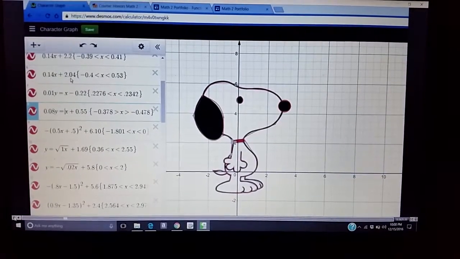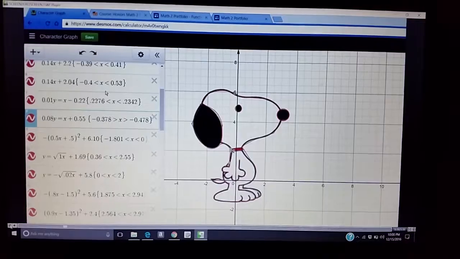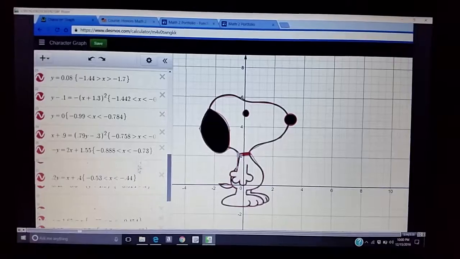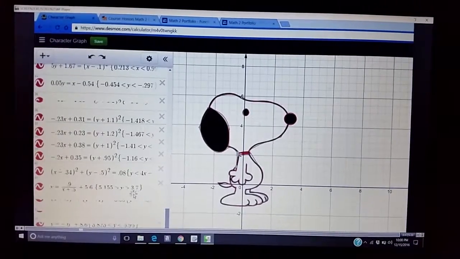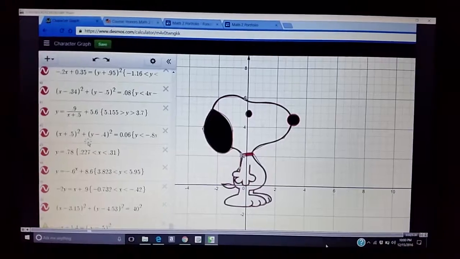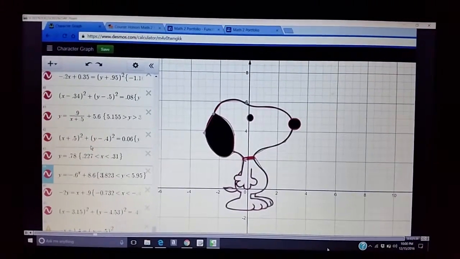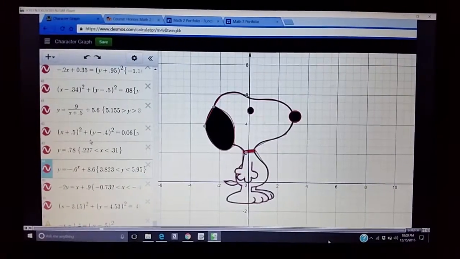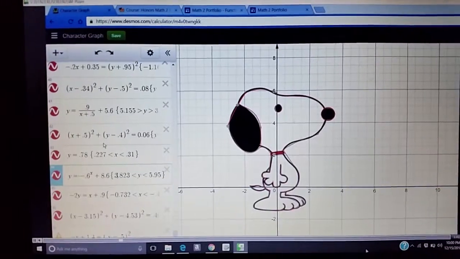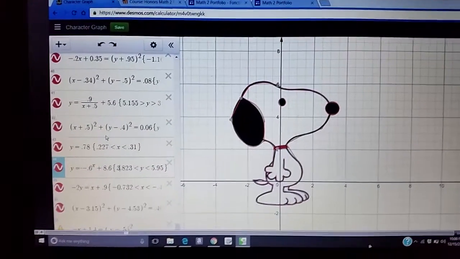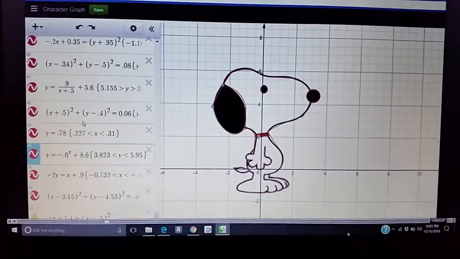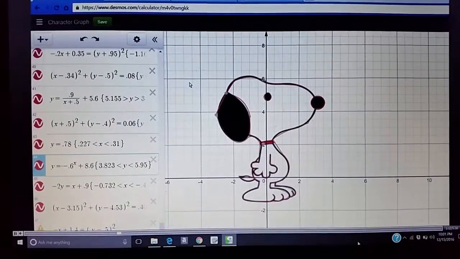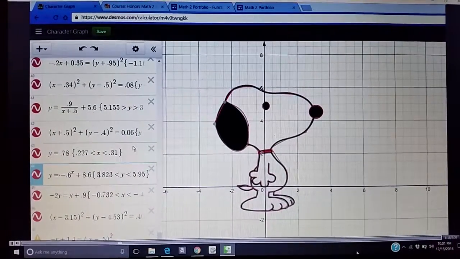And then for my exponential function, which is number 44, with the Snoopy image in, scroll down to number 44. And number 44 is my exponential function. It's y equals negative 0.6 to the x power plus 8.6, and then the barriers to fit the Snoopy's ear.